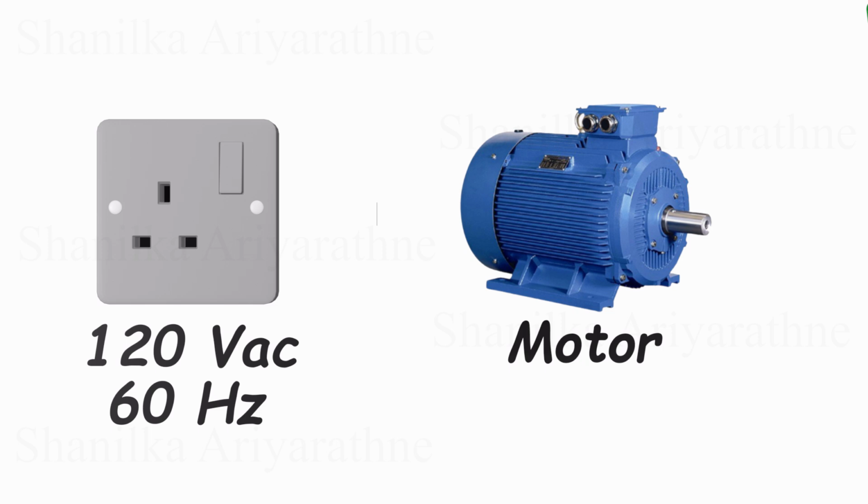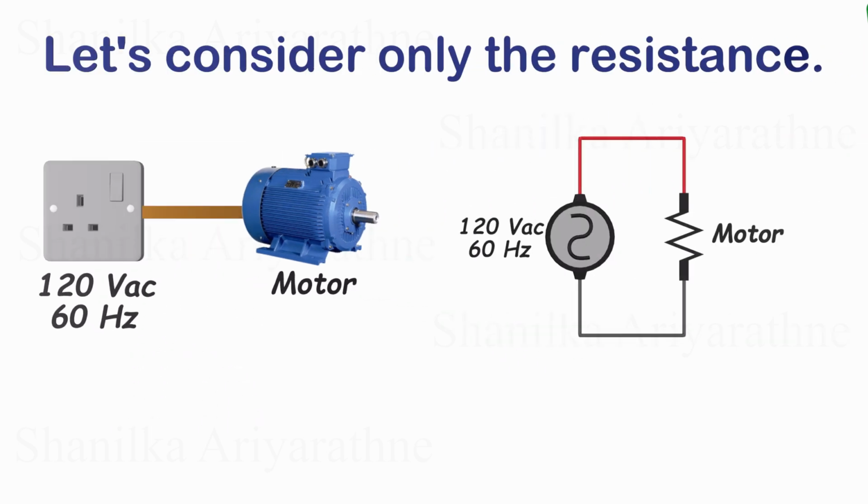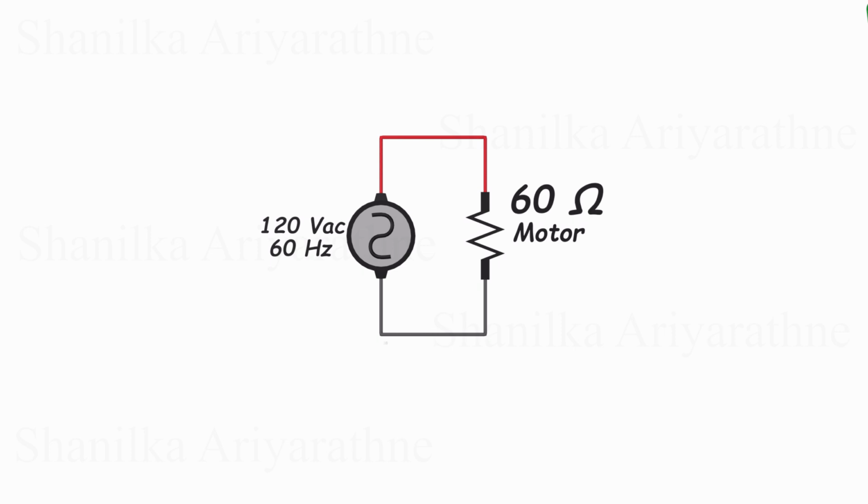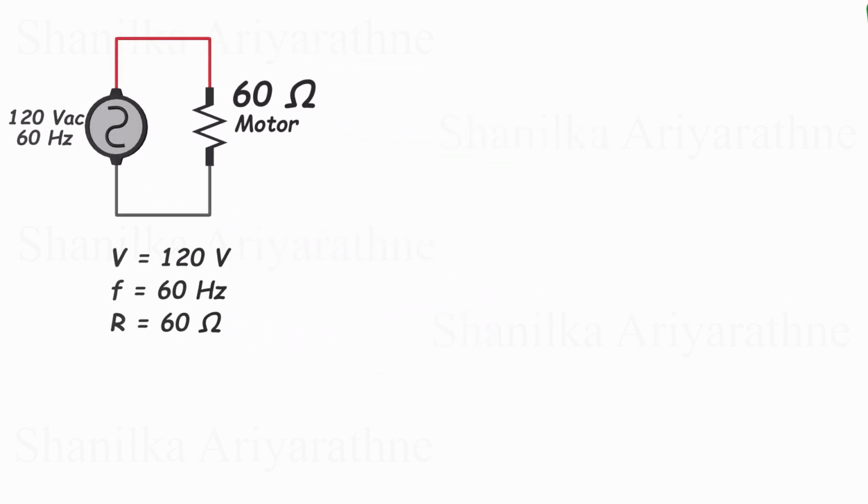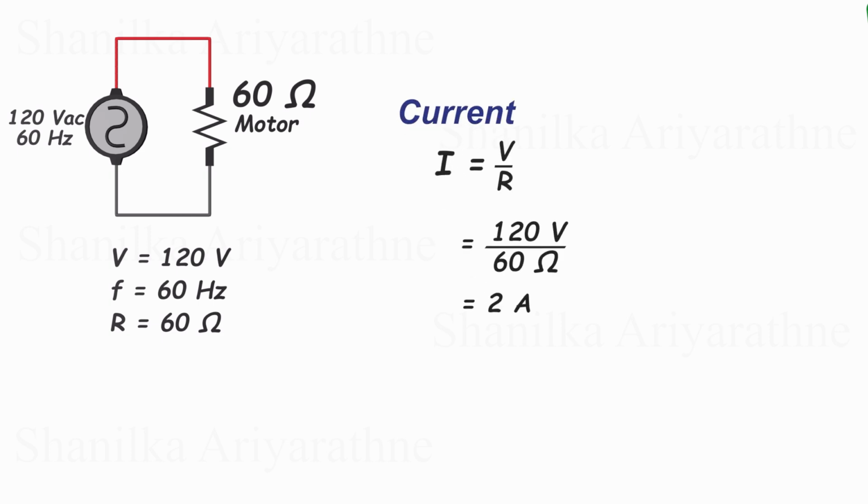Imagine we have connected an induction motor to our 120-volt 60 Hz main power supply. If we only consider the resistance, we can draw the circuit like this. The resistance of the motor is 60 ohms. From there, we can simply calculate the RMS current through the circuit, which will be 2 amperes.